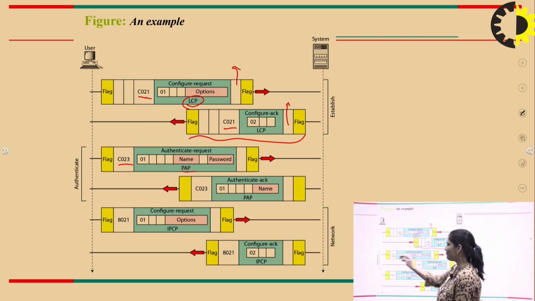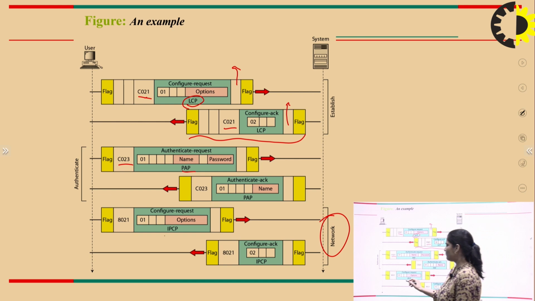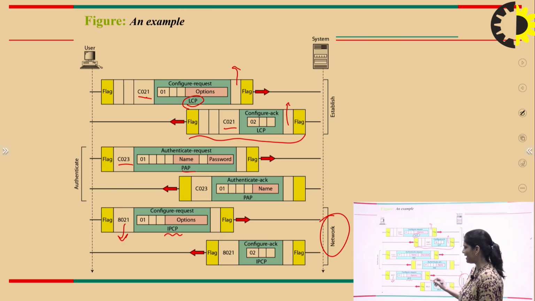Now, after authenticating the connection, we have to establish a network. For the network, we have to use the protocol IPCP. Now we use the code for IPCP, then configure request, and then flag, frame check sequence, then flag. Then again we get the configure acknowledgement. So we use the code for IPCP and this frame format for configure acknowledgement, then frame check sequence, then flag.